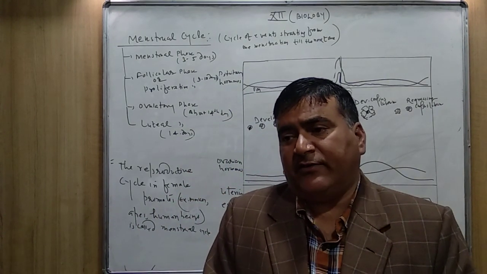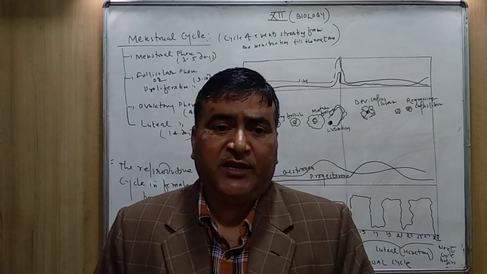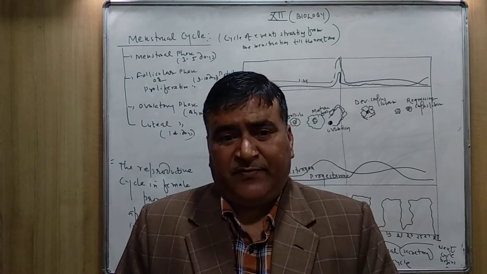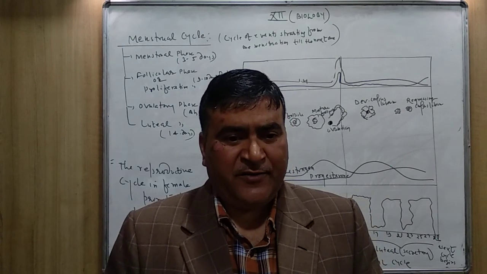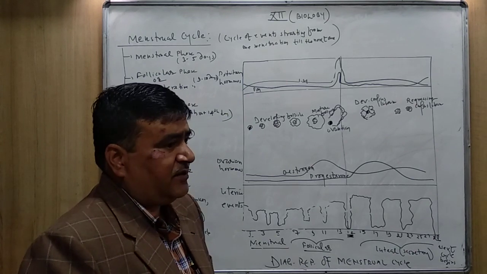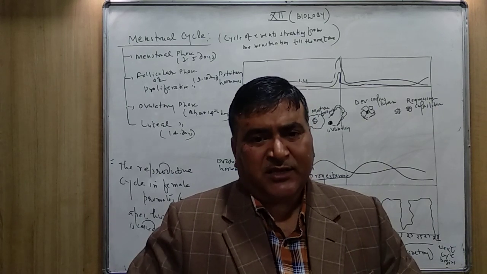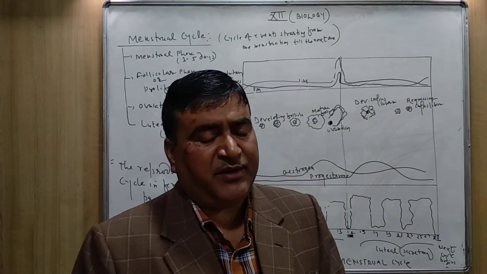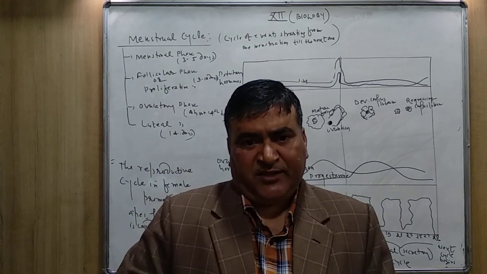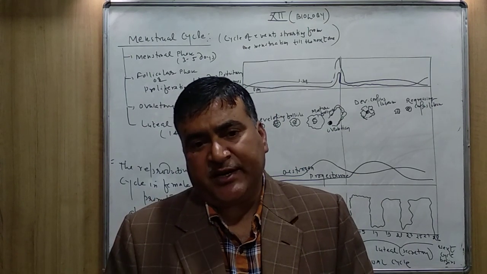As I told you, in the follicular phase, estrogen hormone is also secreted, and this estrogen hormone induces the wall of uterus to thicken. The wall of uterus, the endometrial wall, they proliferate, they become enlarged, they divide, and because of the proliferation, because of the rapid enlargement, thickening of the wall of uterus, this is also known as proliferative phase.